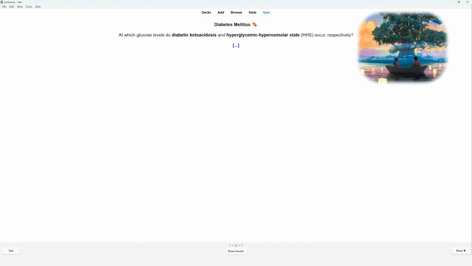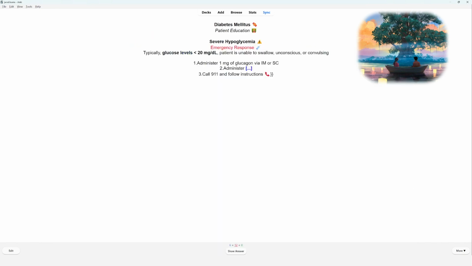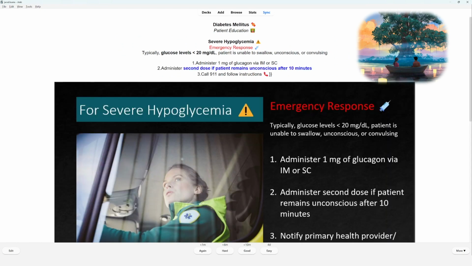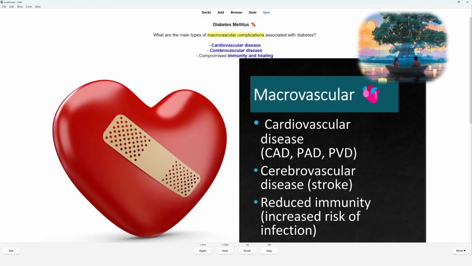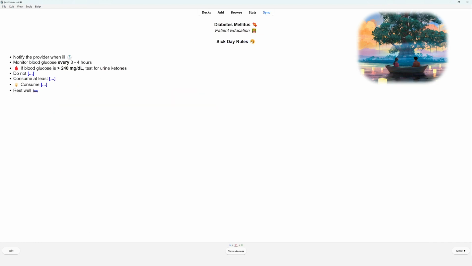At which glucose level does DKA occur? DKA is 300, over 600 is HHS. Administer another dose in 10 minutes if still unconscious. Do not stop taking any of your medications. Consume at least 4 ounces of sugar-free, non-caffeinated liquid while awake, and then consume soft foods or liquids if solid food isn't tolerated.